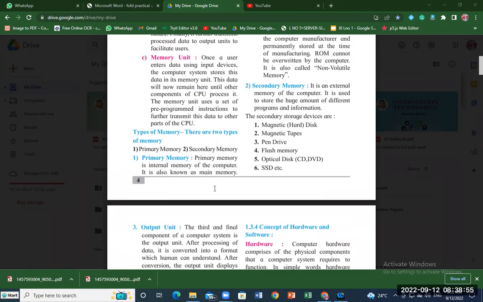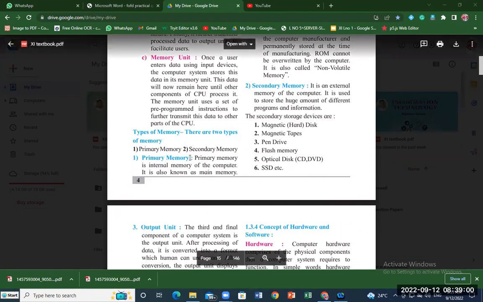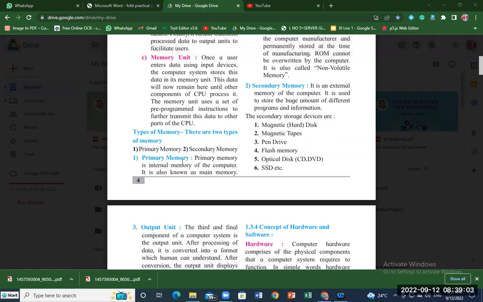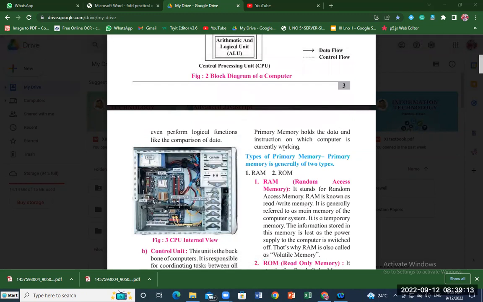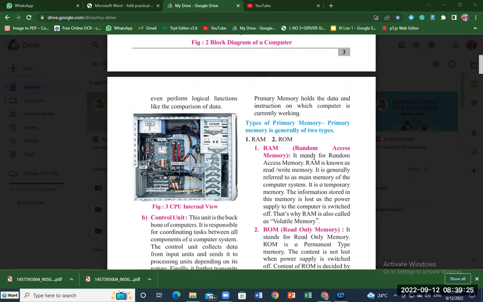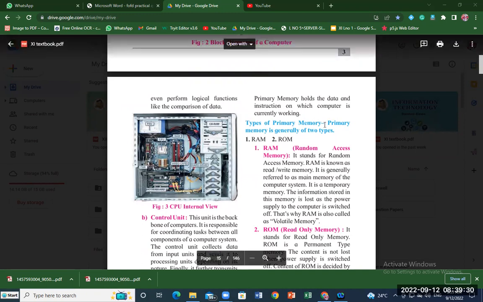Okay. There are two main types of memory unit. First is primary memory and second is secondary memory. Primary memory is the internal memory of the computer, which is also known as main memory. Primary memory holds the data and instructions on which the computer is currently working. Okay, if I am working on the internet, I'm working in my drive, so it is currently holding these signals, holding these instructions. Okay, it is primary memory. It is main memory.